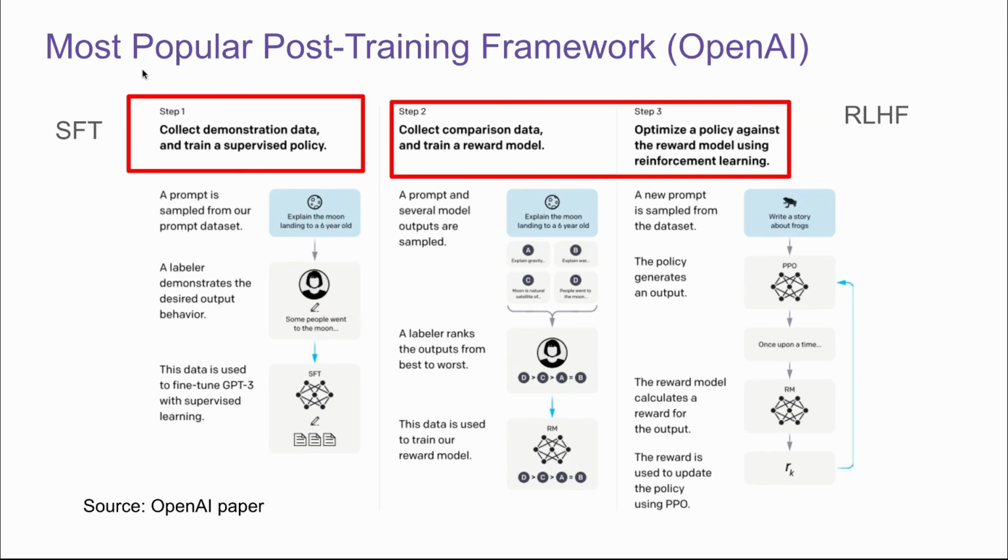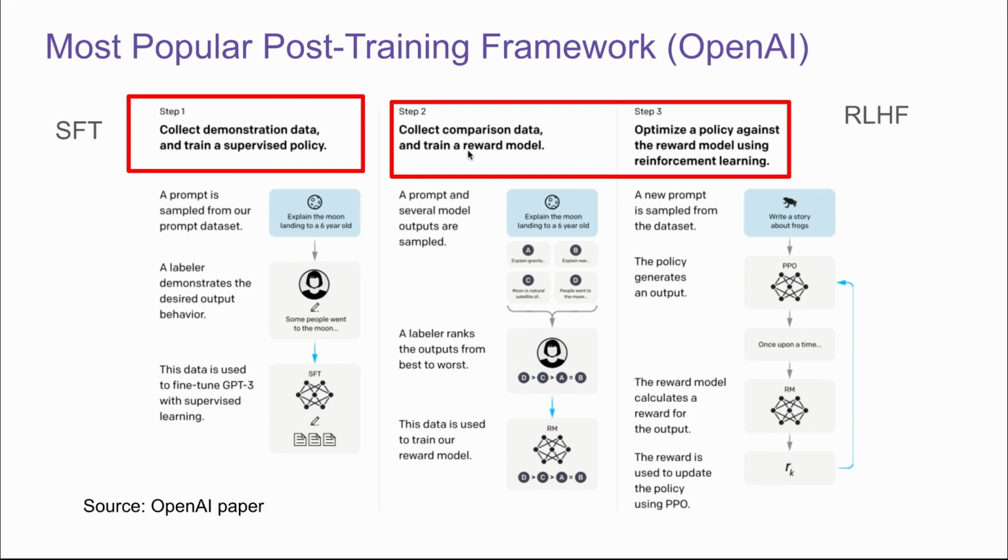As I was mentioning, this is the most popular post-training framework from OpenAI. The first step is basically supervised fine-tuning. It's collecting demonstration data from humans and training a supervised policy. First, what we need to do is to pull a prompt from the prompt dataset. In this case, the prompt is explain the moon landing to a 6-year-old. And then after we have the prompt, some human laborer should demonstrate the desired output behavior. This human will answer this prompt, and this will be a labeled dataset. And we're going to use the data to fine-tune GPT with supervised learning.